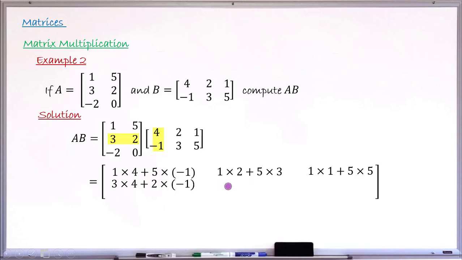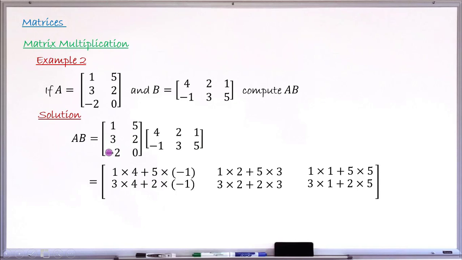Then to get the element over here, that is second row, second column, you now take second row times the second column. So you now have 3 times 2 and 2 times this 3. So you now have 3 times 2 plus 2 times 3. This is what we shall be doing. So this will now be 3 times 1 plus 2 times 5. This is what I'm going to have. Then you move to the last row.